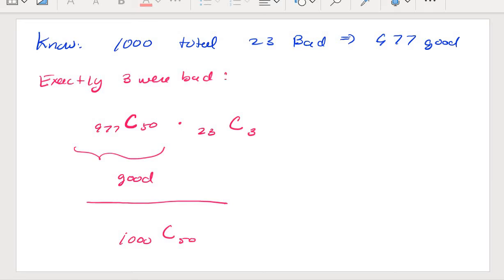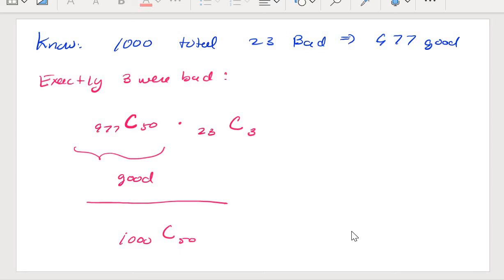If I wanted to calculate the probability that exactly 3 were bad, I would do 977 out of these 50. If I have that, how many of them are good? Well, the 977 are good, and I choose 50 out of these. And then I multiply by the probability that I chose exactly 3 of the bad ones in that 50. So that's how I get this numerator. Now, the denominator is the total possibilities of choosing 50 out of those 1,000 samples. So that's going to be my sample space in the denominator.